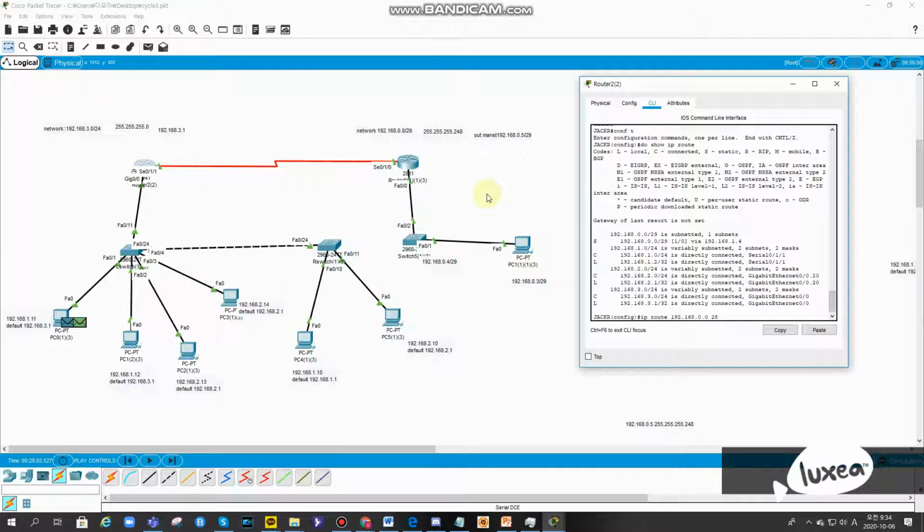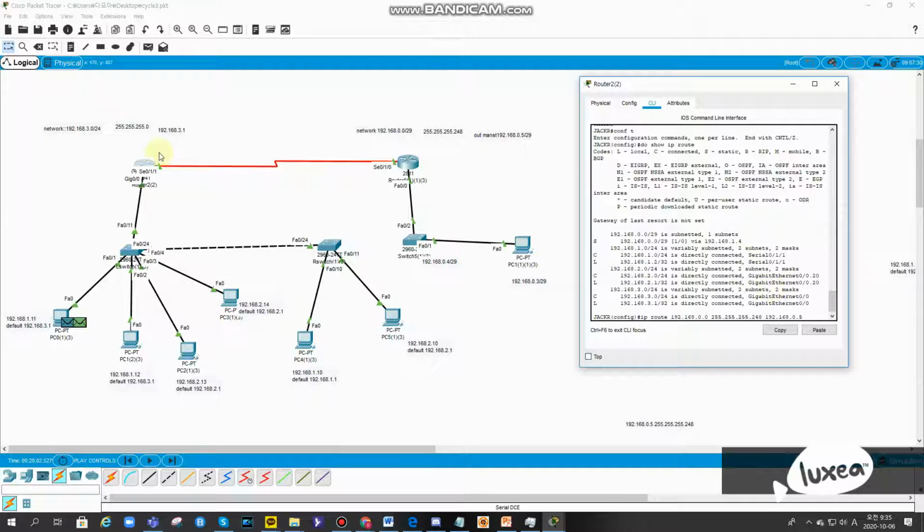192.0.0 space 255, and yes, that's it. But I'm not gonna hit the enter because I don't want to take a risk. So that's how I did it.